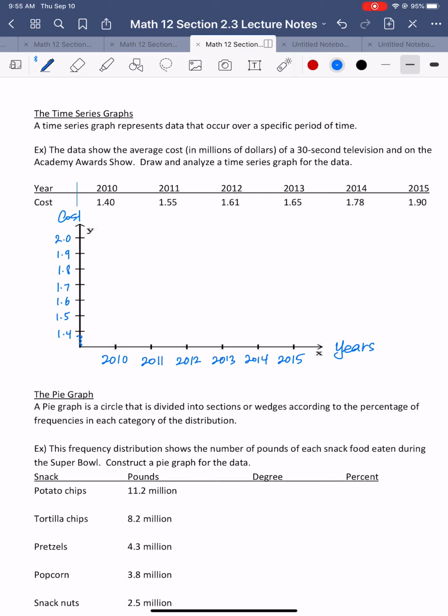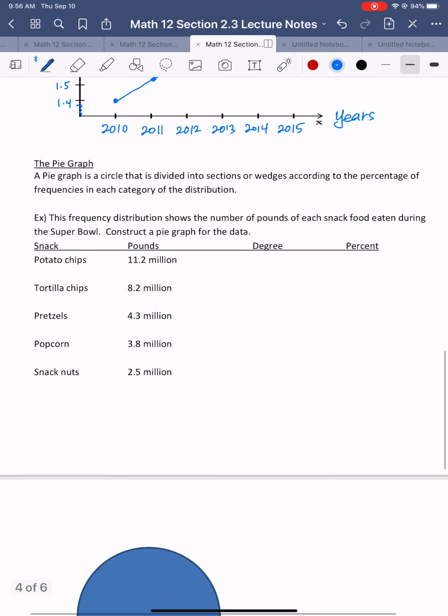And then we're using the time series graph as segments connecting the points, okay? So we're going to plot the points first. 2010 was about 1.40. 2011 is 1.55. 1.61 for 2012. That's 1.65. And 1.78 for 2014. And 1.9 for 2015. So you just need to connect these to see the time series graph. Okay, that's all. Now we're going to talk about the pie graph.